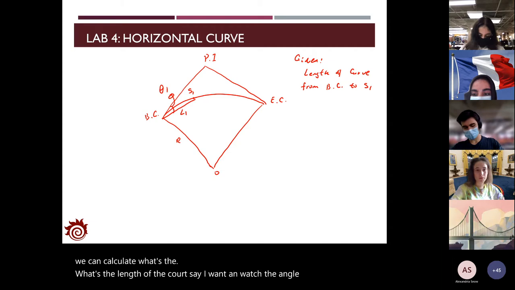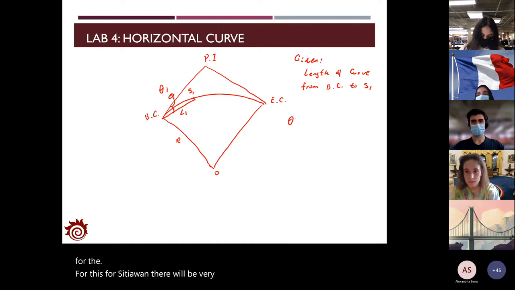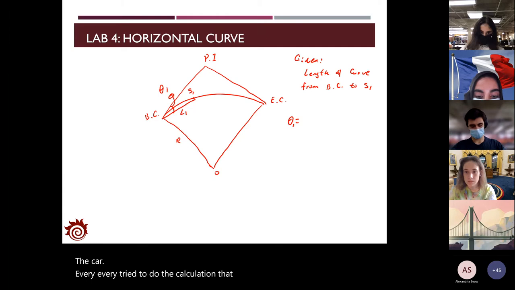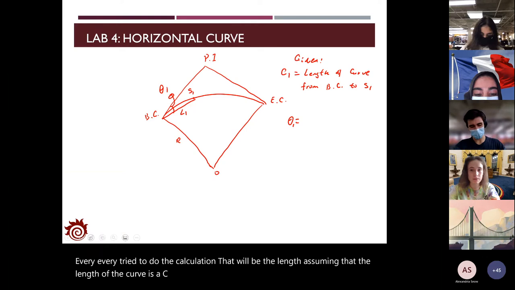For theta 1, that will be very simple. If we do the calculation, assuming that the length of the curve is C1, say that this length of the curve is C1.